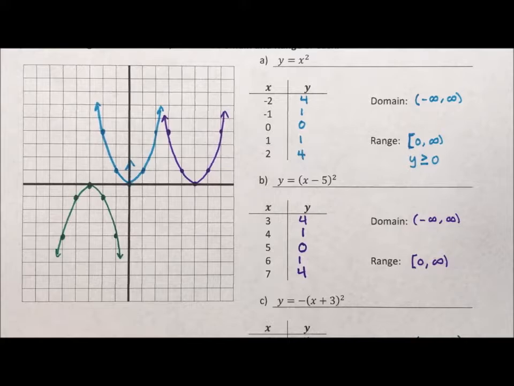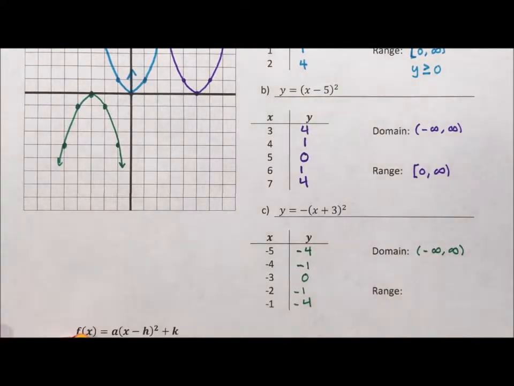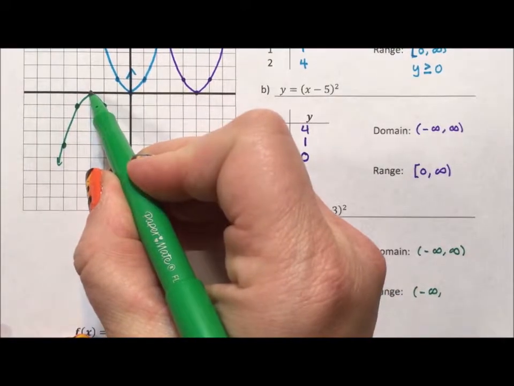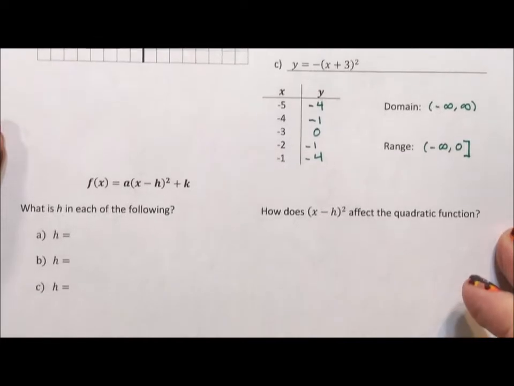For my last one, if we notice, it's pointing down, which means it's not going to positive infinity, it's going to negative infinity. But it still goes all the way up to 0 before turning around and going back to negative infinity. Okay, so let's look at these questions down here.